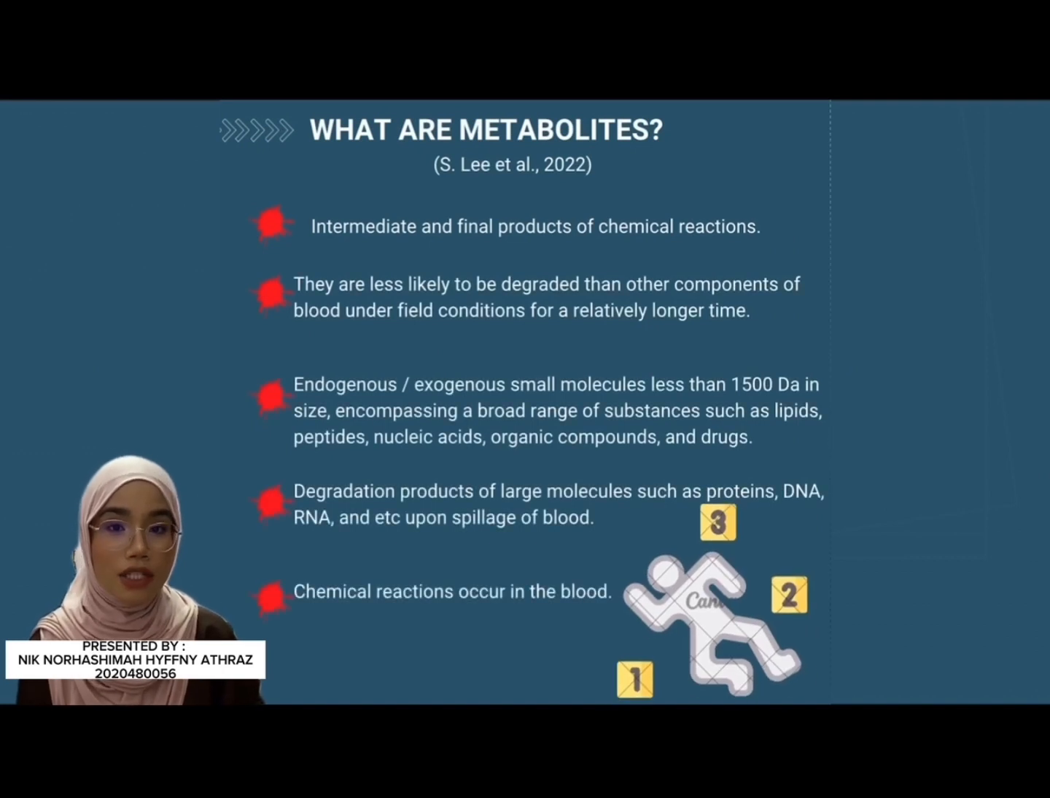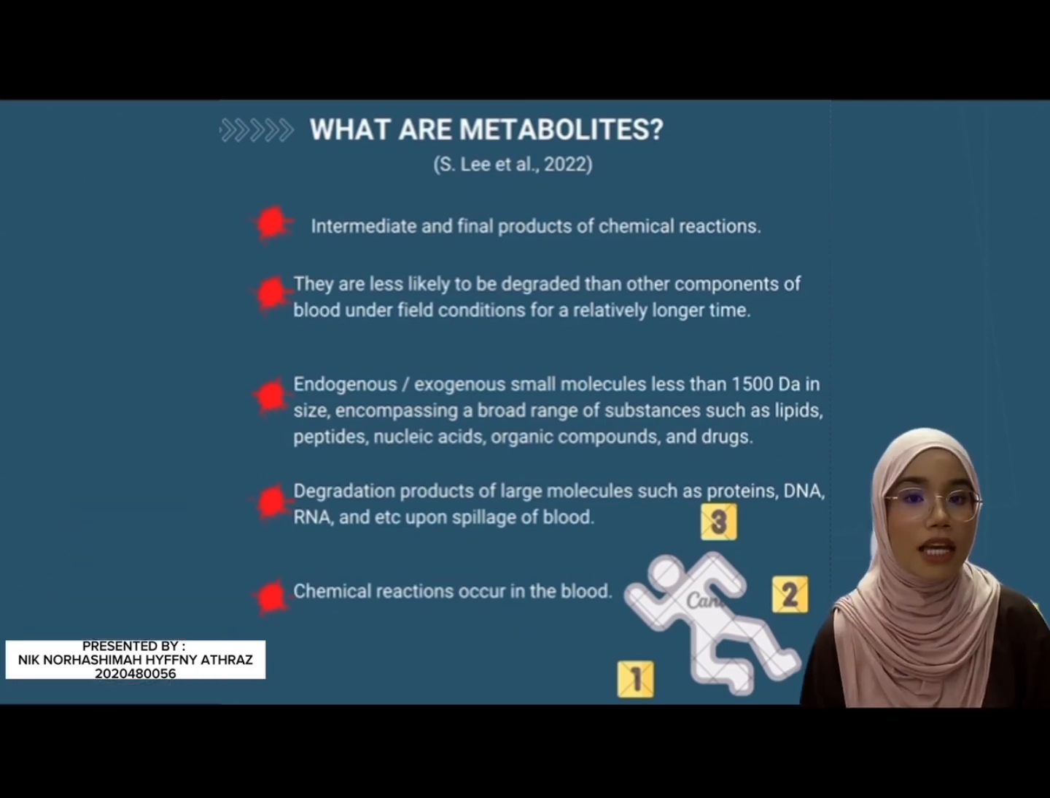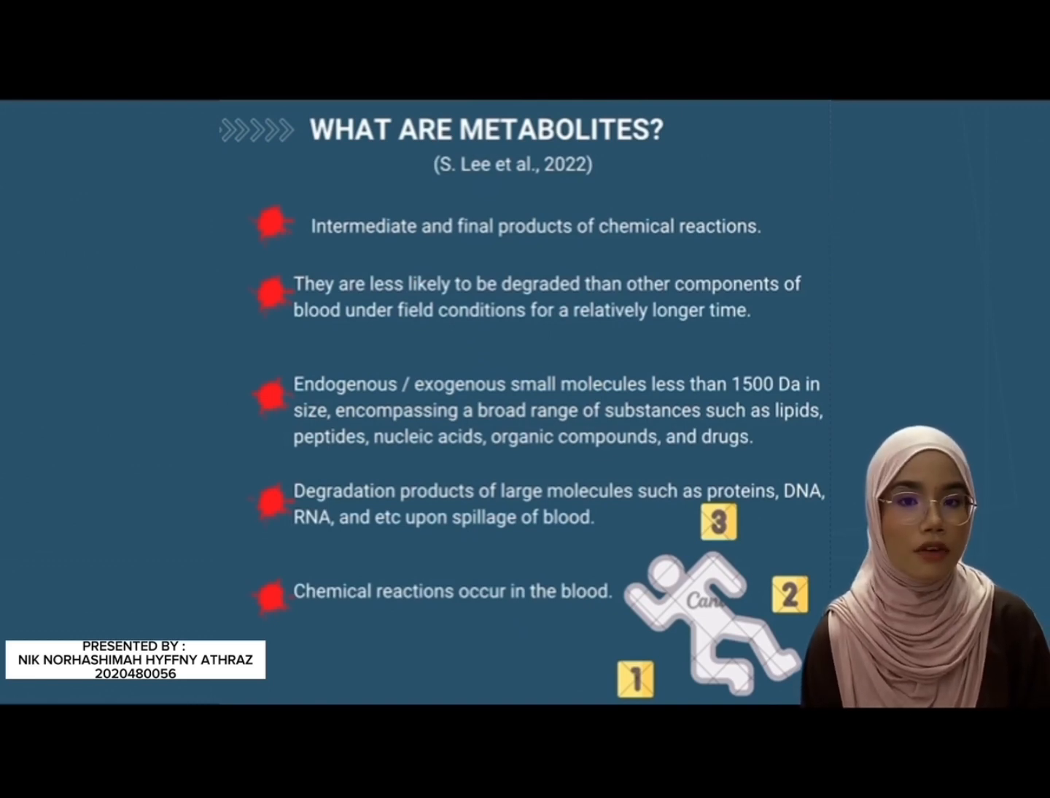Metabolites are endogenous or exogenous small molecules less than 1500 dalton in size. Examples of metabolites are lipids, peptides, nucleic acids, organic compounds, and drugs. Those molecules are caused by the degradation products of large molecules in the blood like proteins, DNA, RNA, etc. when the blood was out of the body. Also, metabolites can be intermediate and final products of chemical reactions, and they degrade slower than other components of blood.